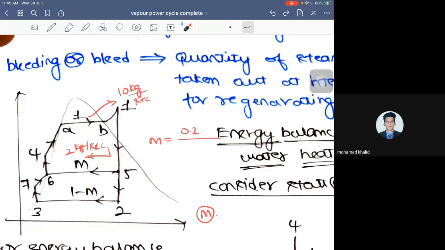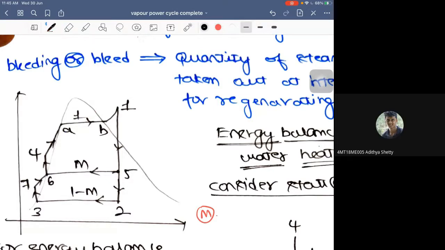Clear or not, Khalid? Yes, sir. Okay, shall I give you one more example? The quantity of the steam entering the turbine is 50 kg per second. Out of which 10 kg per second is bleeded back to regeneration. Now, what is the value of M now? 0.2.